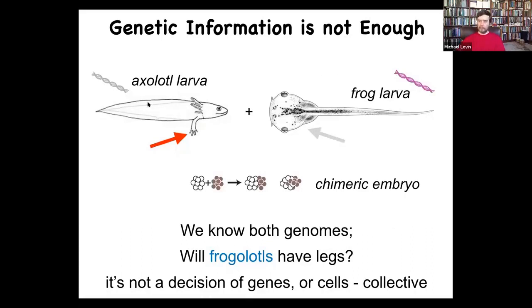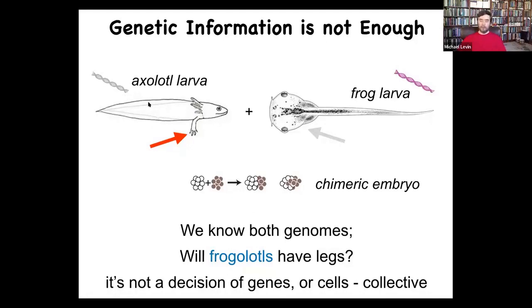Here's a baby axolotl. It's a salamander. The babies have little legs. Here's a tadpole of a frog, Xenopus laevis. They do not have legs in this stage. In my lab, we make a chimeric construct called a frogolotl. So we take a bunch of cells from Xenopus and a bunch of cells from axolotl, and we make a frogolotl.